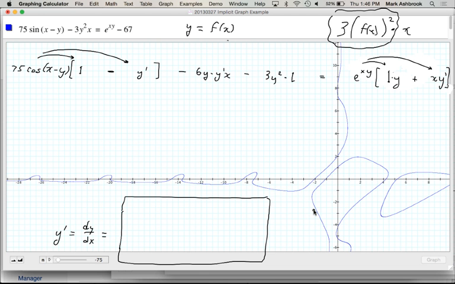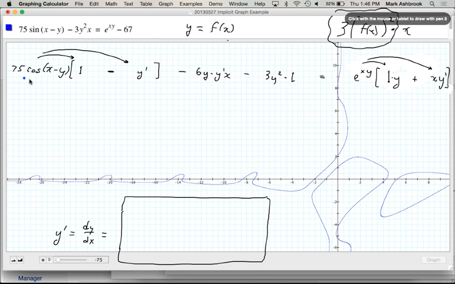Okay, so how do I do that? I'm going to take all the terms that have a y prime and get them to the left, and all the terms that don't have a y prime, get them to the right side of the equals. Okay, so which ones are going to have, we'll do blue for left and red for right, okay?